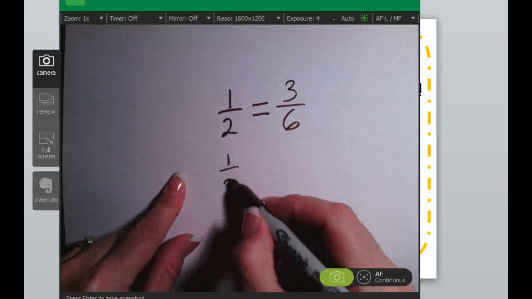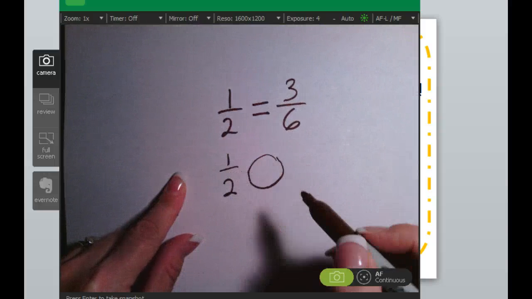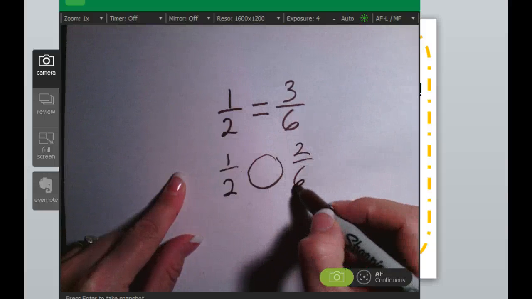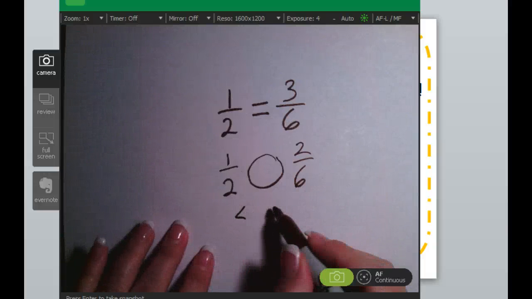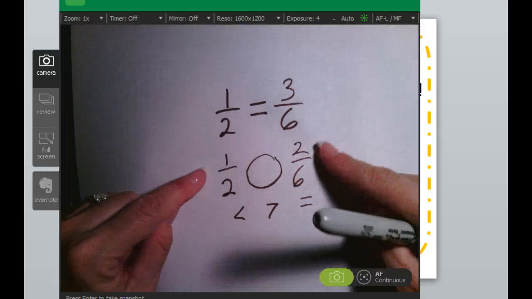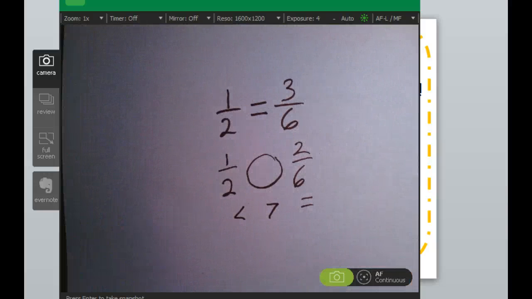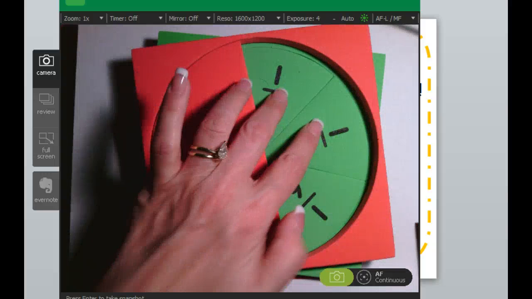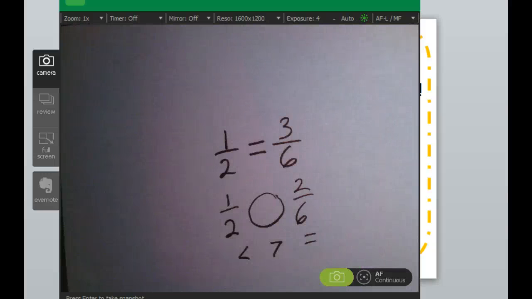What if I had 1/2 and I didn't know the comparison and I wanted to compare it to 2/6? And I would need to use a less than, a greater than, or equal sign. Well, just looking at those two fractions without a model, you may say, I really don't know. So what we're going to do today is talk about how we can compare fractions. Now we can simplify them so that they are easy to compare. If we look at a model, it's easy to see, oh, here's 2/6. That's smaller than 1/2. So 1/2 is greater than 2/6.